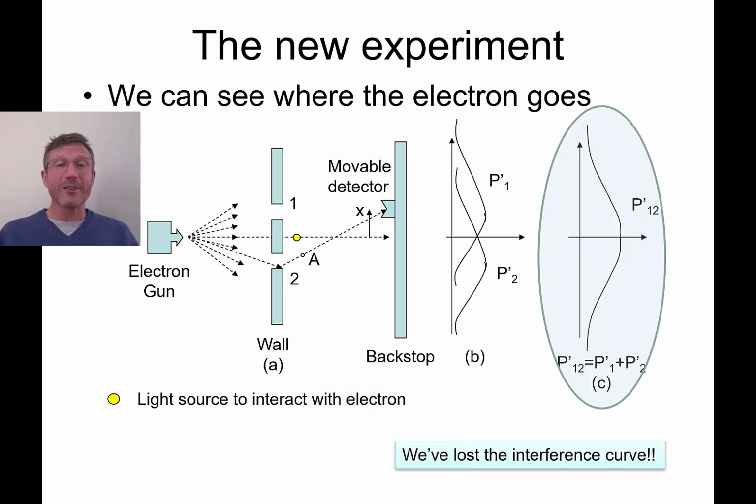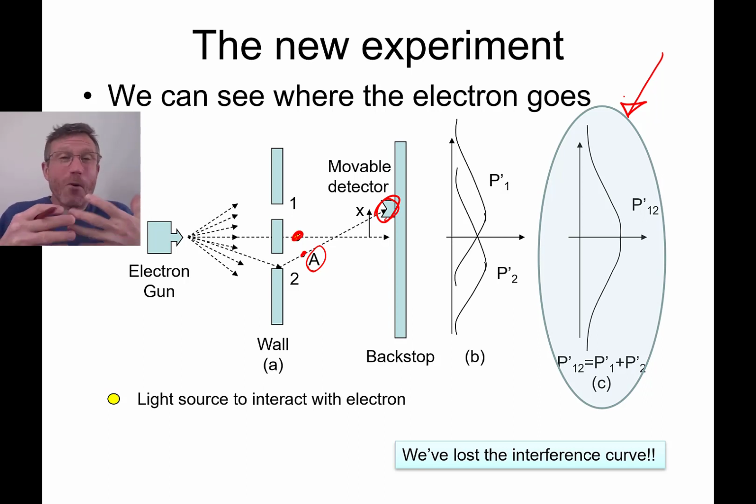So visually, what does that look like? Here we've got this light source, and when an electron went through hole number 2, the light and the electron would interact here. We'd see this flash at position A, and that would correlate to the electron actually then going on to hit the detector in here. It turns out that when that happened, the interference pattern completely changed and was removed purely by looking to see which hole the electron went through. So by us trying to find out where the electron went, we changed the outcome of the experiment. We lost the interference curve.